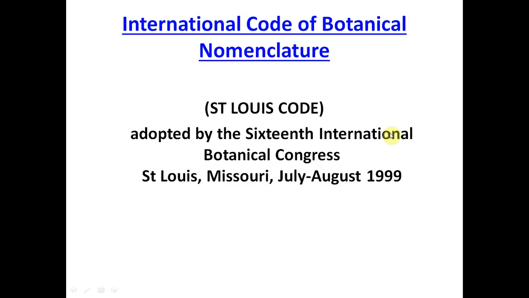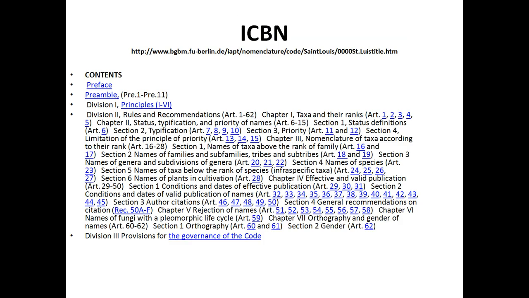The International Code of Botanical Nomenclature, also abbreviated as ICBN, was first framed at St. Louis, and this code is called the St. Louis Code, and it was adopted by the 16th International Botanical Congress in 1999. And this ICBN, the set of rules and articles, is kept on the website here.